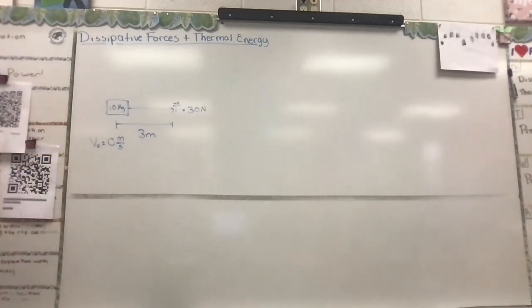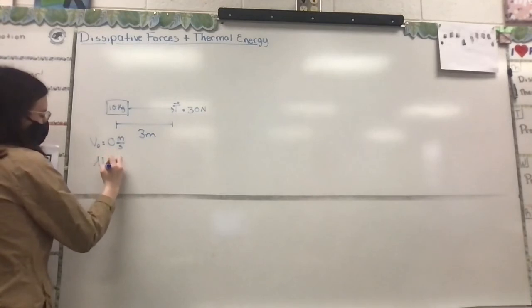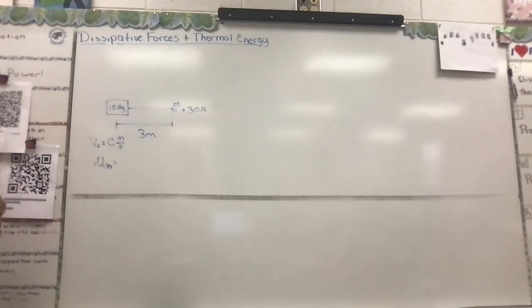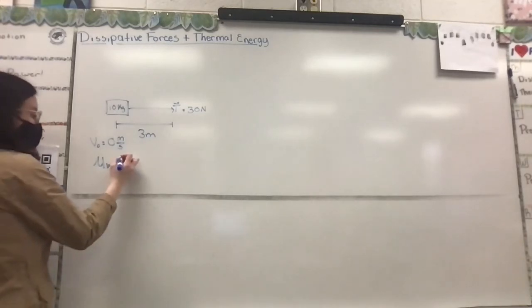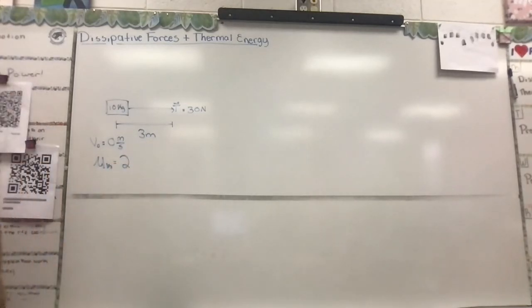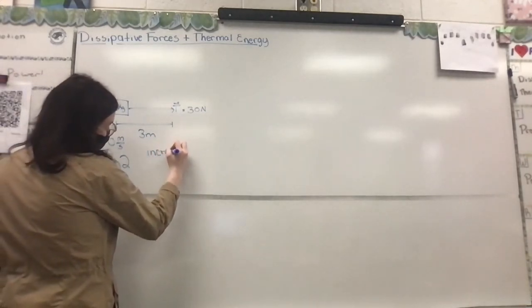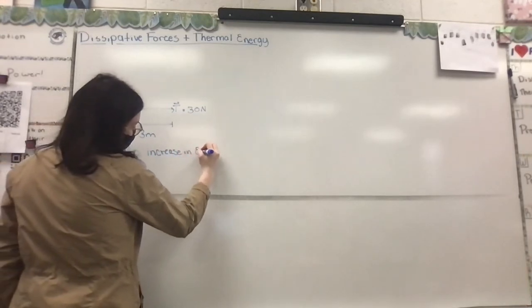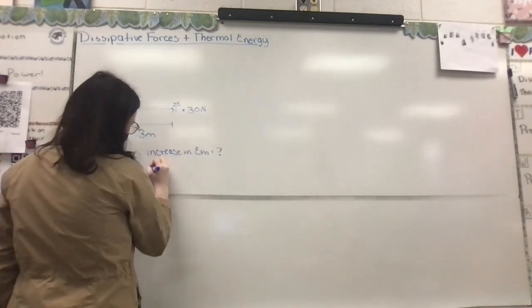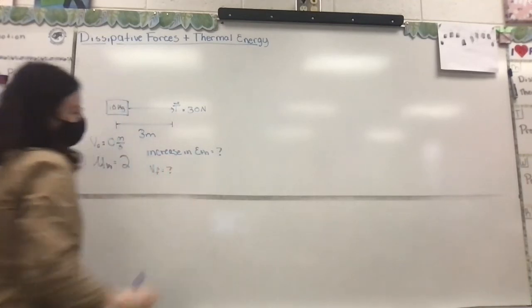Do you think we have friction? Between what? Yeah, our crate and the floor. So our coefficient of kinetic friction is going to be equal to 2. It's a pretty big coefficient of kinetic friction, okay? We want to know what is the increase in the thermal energy and what is our final velocity. So we're looking for the increase in E thermal, and we're looking for v final.